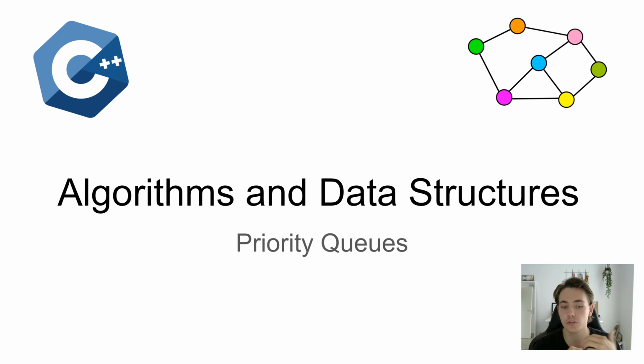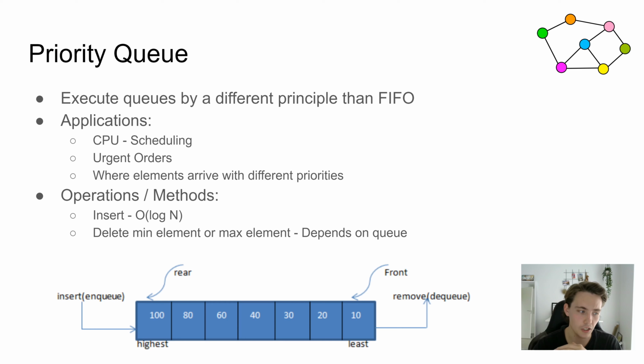In this video, we're going to talk about priority queues and what they can be used for. And then at the end of the video, we're going over some code examples of the different methods that we can call on priority queues and how we can implement a priority queue by using heaps in C++.